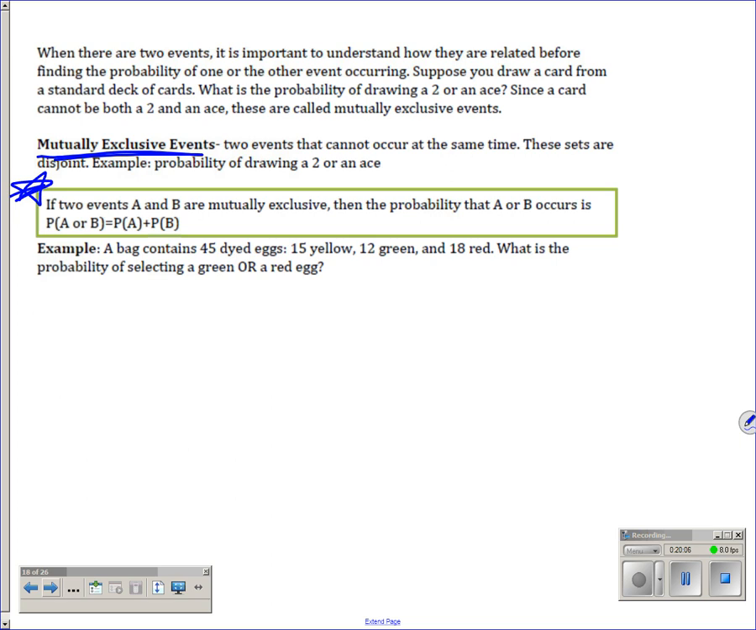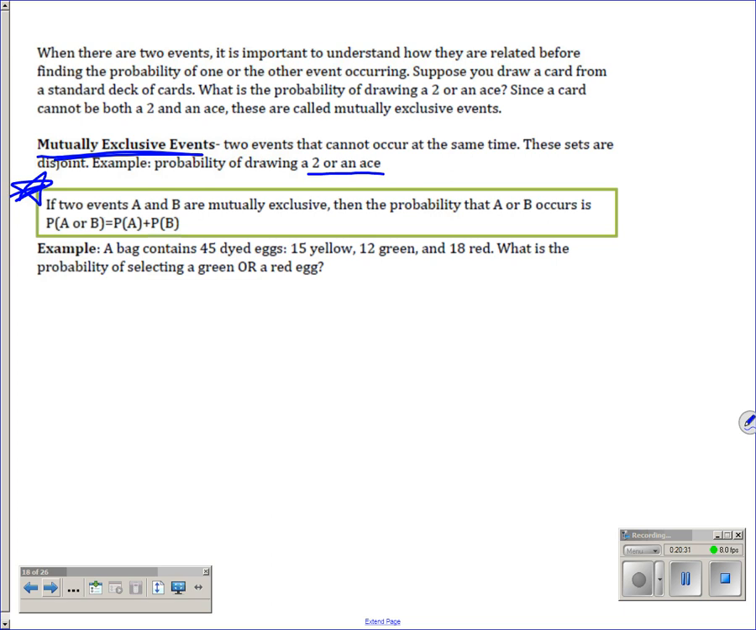An example, the probability of drawing a 2 or an ace. Can a 2 be an ace? No. A 2 and an ace are two different things. An example of things that are not mutually exclusive: what about a 9 or a heart? Are those two things mutually exclusive? No, because a 9 could also be a heart.